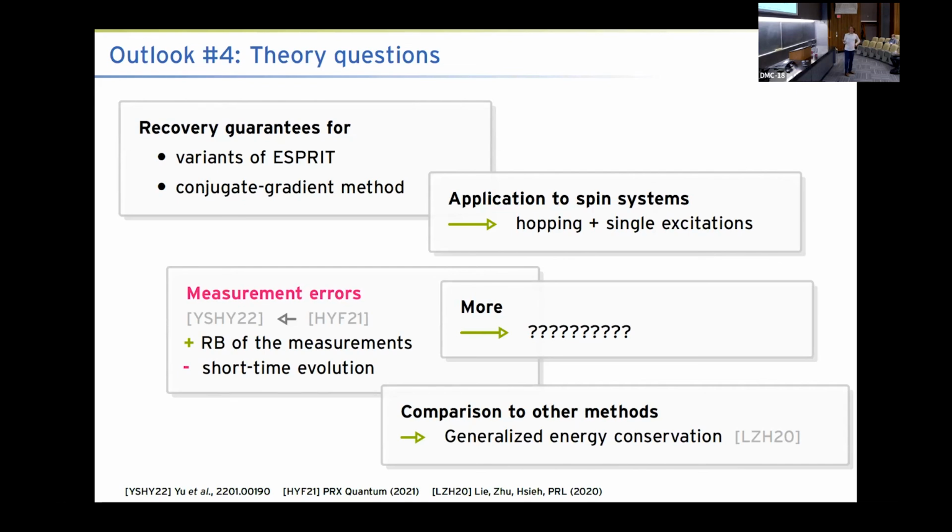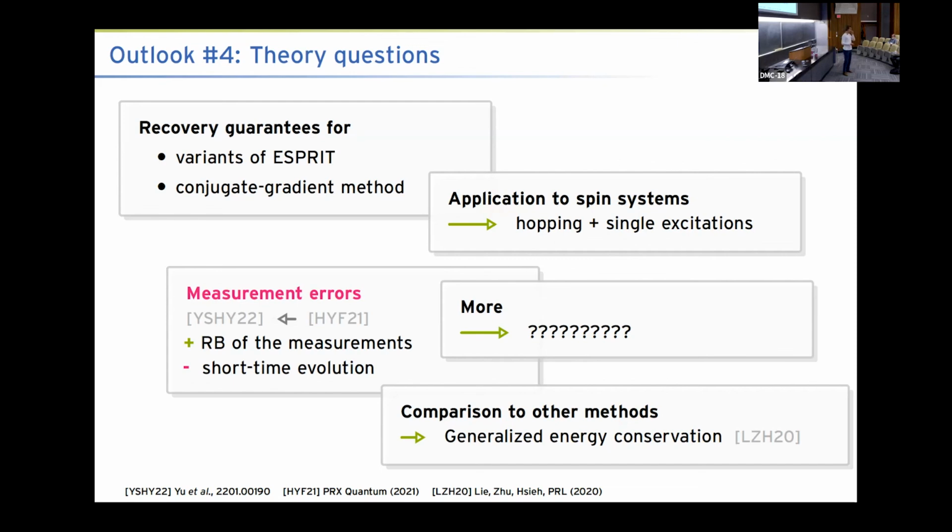Then probably the biggest elephant in the room is how do you get rid of measurement errors? There's this paper that I mentioned at the beginning, who do RB of the measurements and then use short time evolution. This is theoretically nice, but I don't know how well this works in practice. And I wonder if this could also be adjusted to work with long time evolution or something.